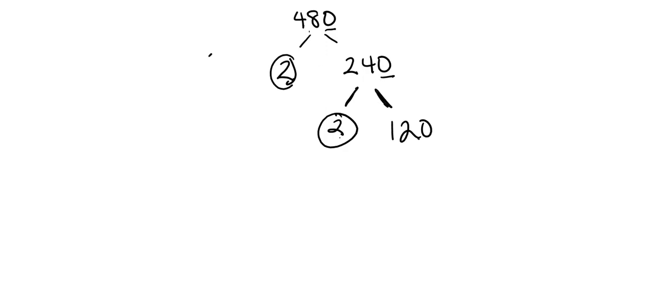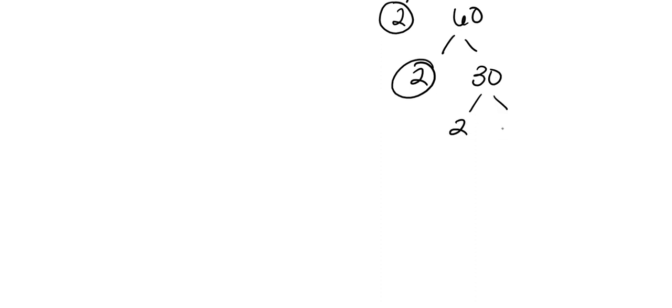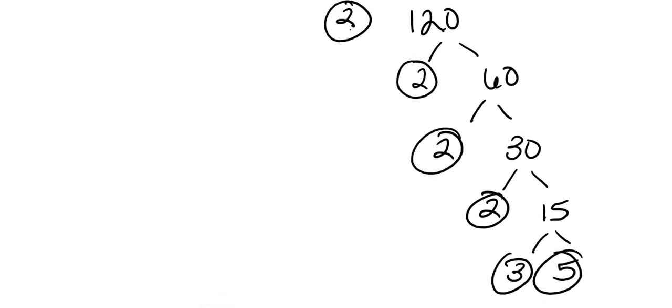So if we go back up the factor tree. Now 120 can also be divided by 2, because that ends in a 0, and this is 60. So we can just keep going. And then 30 can be 2 and 15, and 15 can be broken down into 3 and 5. So we are finally done, right? We've broken this whole thing down into prime numbers.